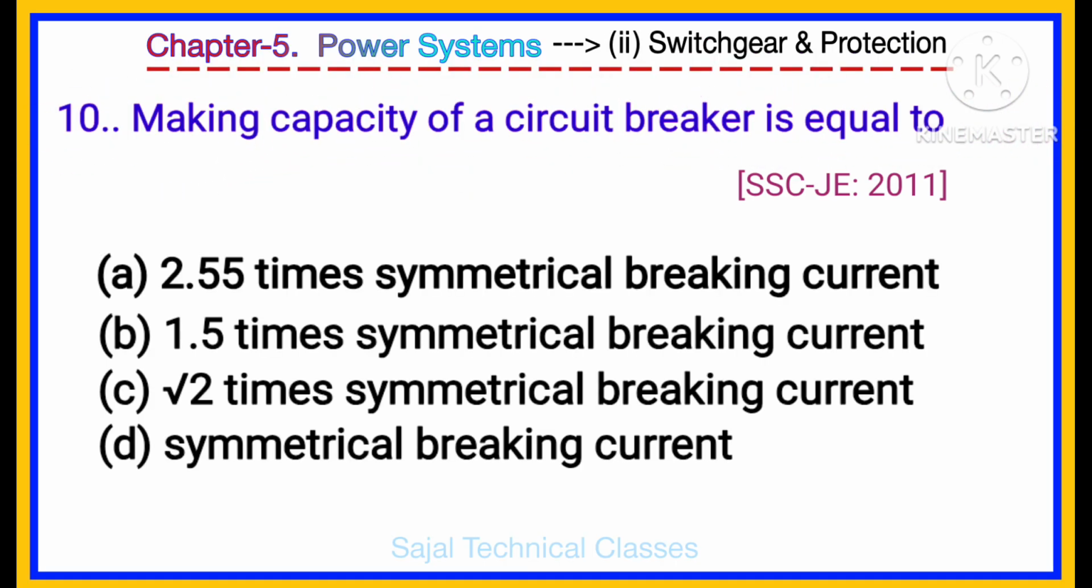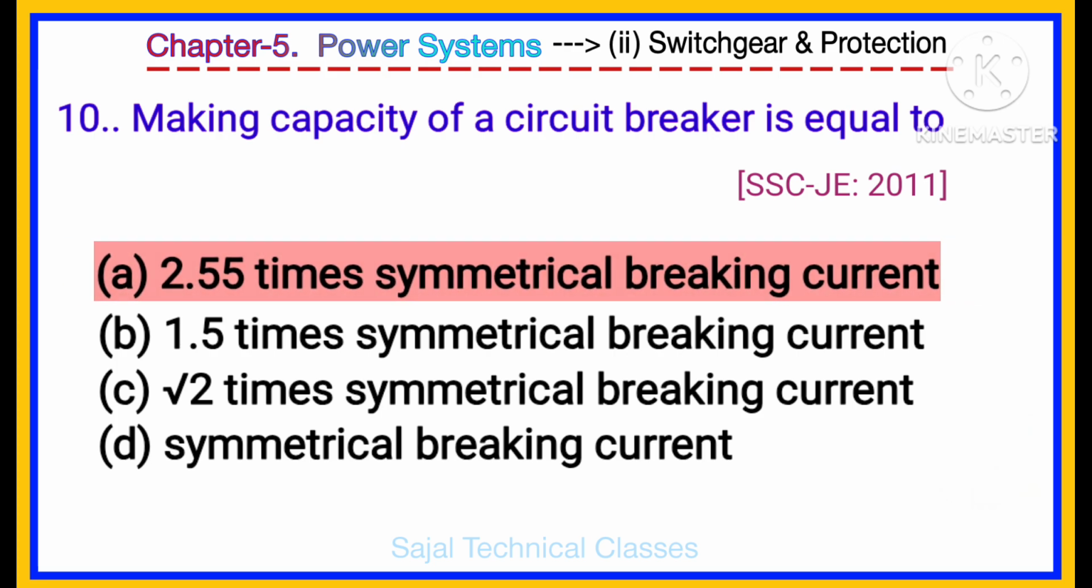Last question. Making capacity of a circuit breaker is equal to option A, 2.55 times symmetrical breaking current. Option B, 1.5 times symmetrical breaking current. Option C, √2 times symmetrical breaking current. And option D, symmetrical breaking current. Right answer, option A, 2.55 times symmetrical breaking current.